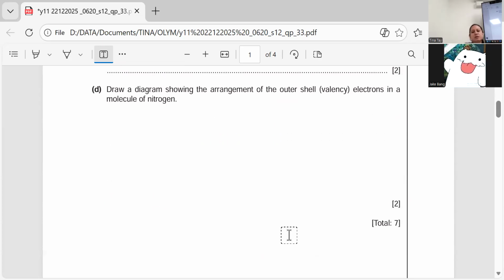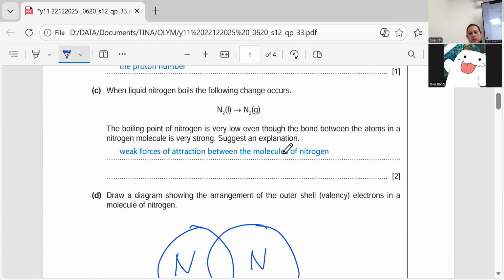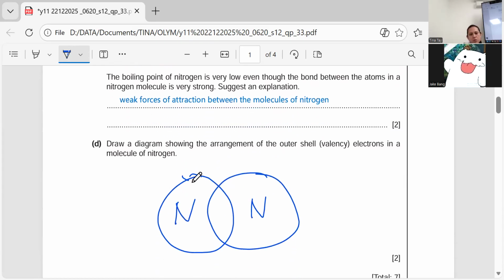Molecule of nitrogen, the question only asks you for the outer shell. Forces of attraction between the molecules of nitrogen. No, no. So 1, 2, 3, 4, 5.